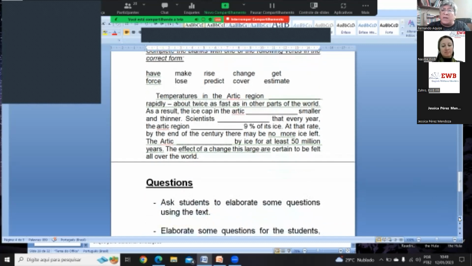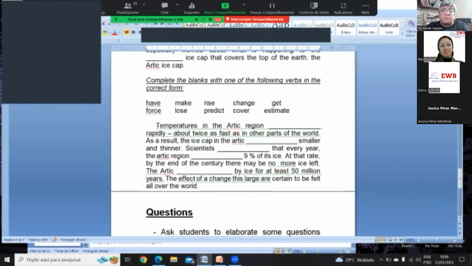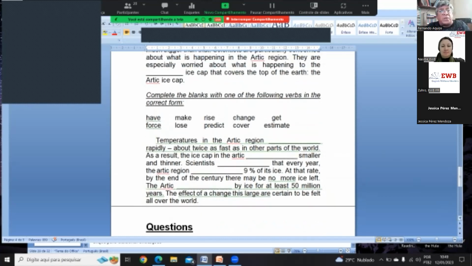And for all of these types of activities that I showed you, how do you correct them? With the audio. These texts have audios. So you play the audio and students check their answers with the audio before comparing and discussing alternatives or possible alternatives that they might have.